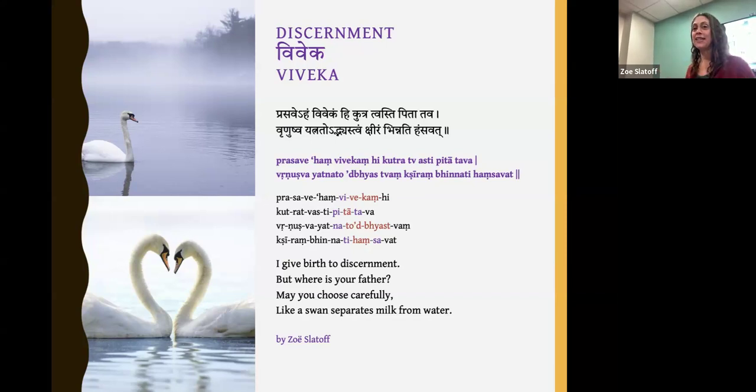But this word viveka, it's probably my favorite Sanskrit word, and it means discernment. And the reason I have these swans here is it says that the swan or the hamsa has the ability to separate milk and water. If you've ever tried this, it's not very easy. In fact, we might say it's impossible. And yet the swan can do this, and this is what it takes to have true viveka.